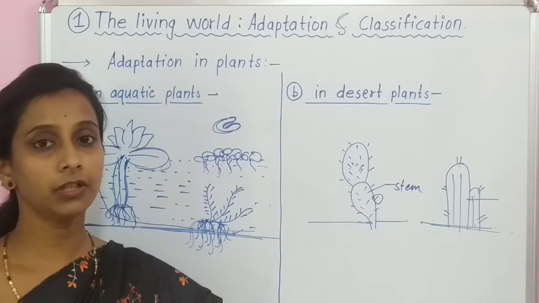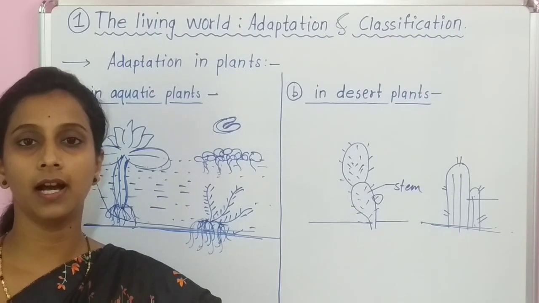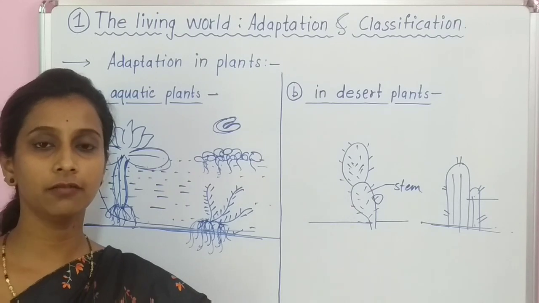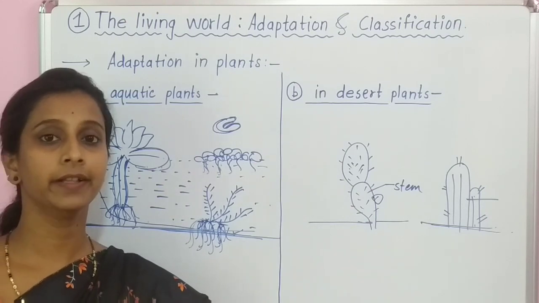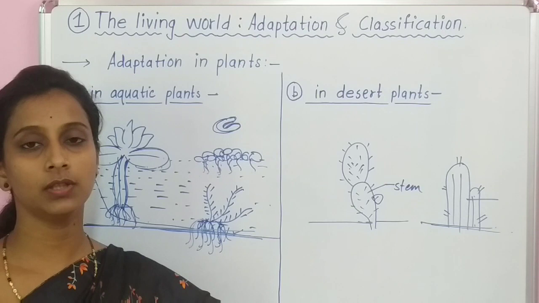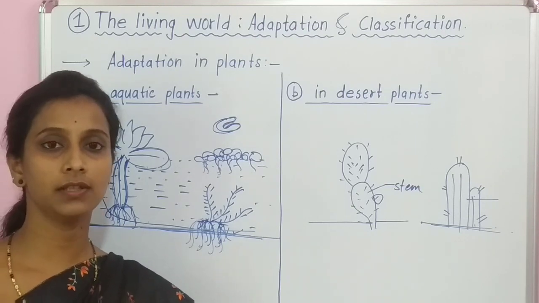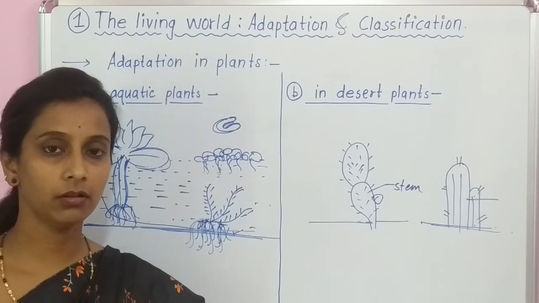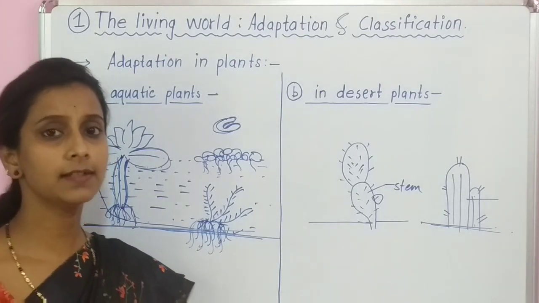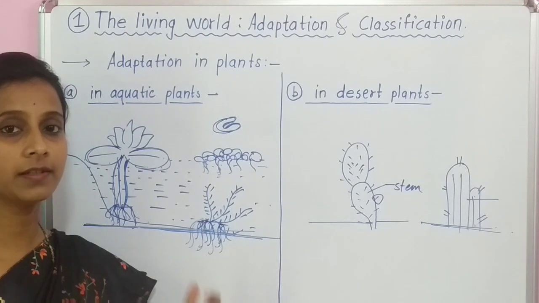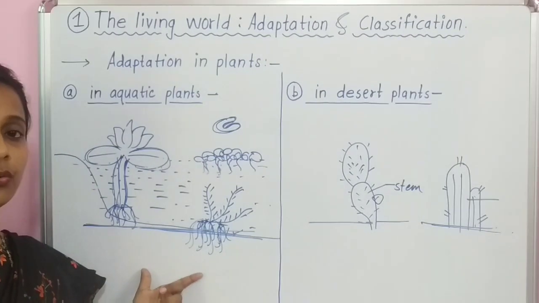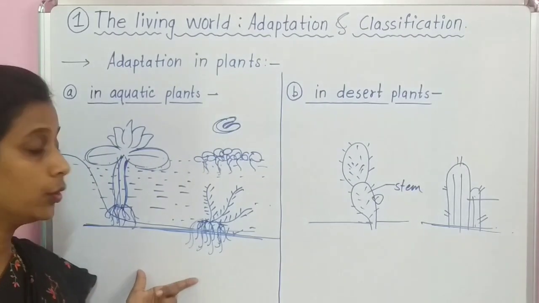So first, what are aquatic plants? The plants which grow in the water or on the water are called aquatic plants. Lotus, hydrilla, and eichhornia are examples of aquatic plants. Let us see how the parts of these plants are adapted to live inside the water.